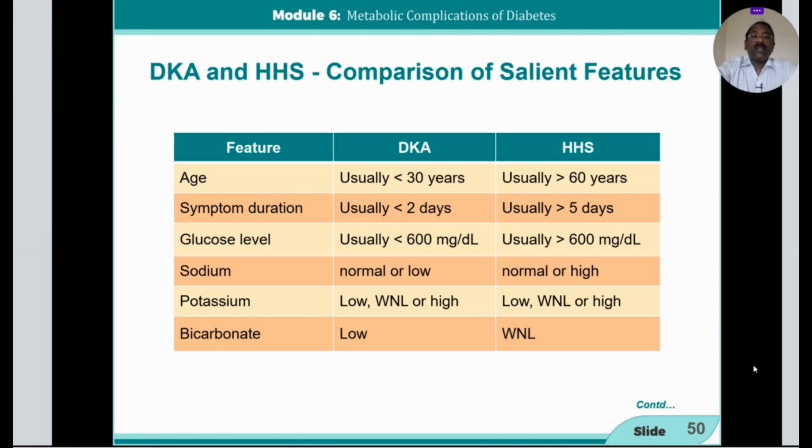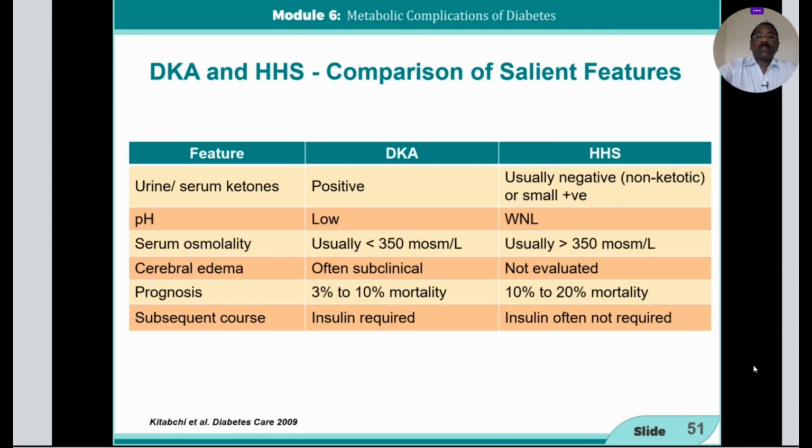Glucose levels in DKA are usually 250, 300, whereas here usually more than 600. Sodium is normal or low in DKA, and in HSS it is normal or high. Potassium is more or less the same. Bicarbonate in DKA is very low, whereas in HSS it is within normal limits. Urine and serum ketone bodies are positive in DKA, usually negative in HSS. pH is very low in DKA, whereas in HSS it is within normal limits. Osmolarity is less than 350 in DKA, here more than 350. Normal is 285 to 295.